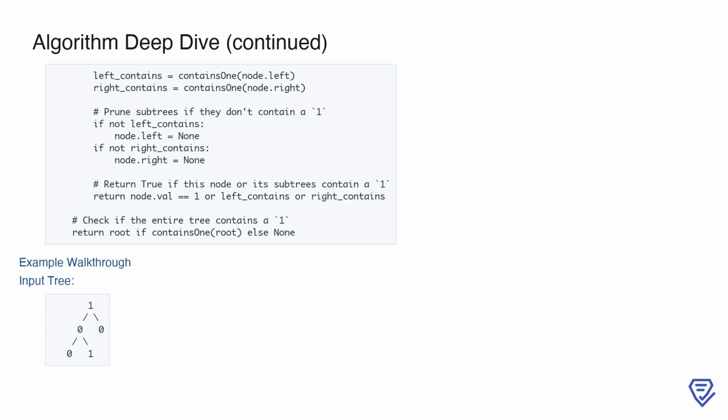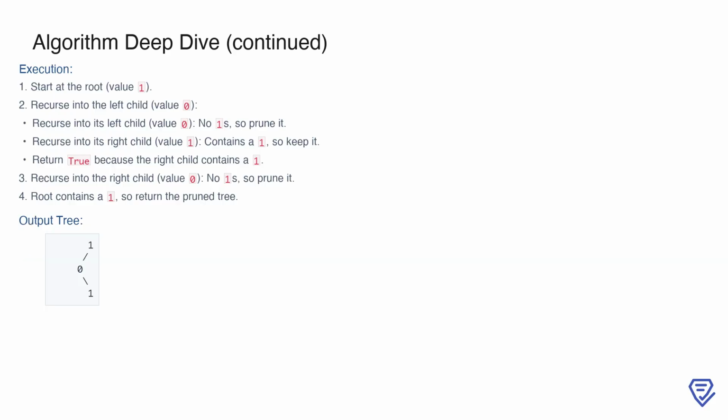For example, consider the input tree where the root has a value of 1, with a left child containing a mix of zeros and ones and a right child containing only zeros. Starting at the root, we first recurse into the left child, which has a value of 0. Its left subtree contains only zeros, so it is pruned. The right subtree contains a 1, so it is retained. As a result, the left child of the root is preserved, but with its left subtree removed.